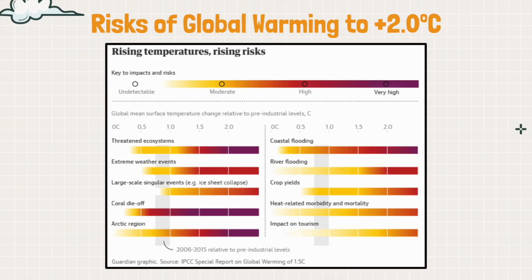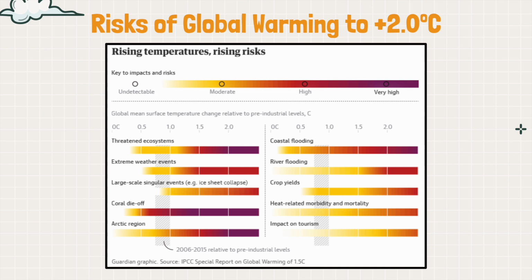This visual here just shows the risks of global warming to an increase of 2 degrees Celsius. That seems to be the hot button temperature when we talk about global climate change. The grayed out area is 2006 to 2015 relative to pre-industrial levels. So if we were to increase the Earth's average temperature by 2 degrees Celsius, we are looking at a threat, or a very high threat, for ecosystems.